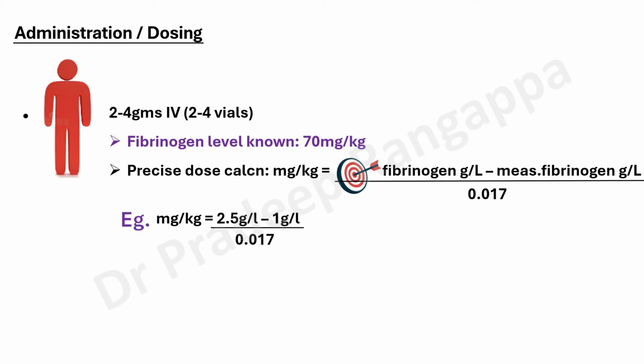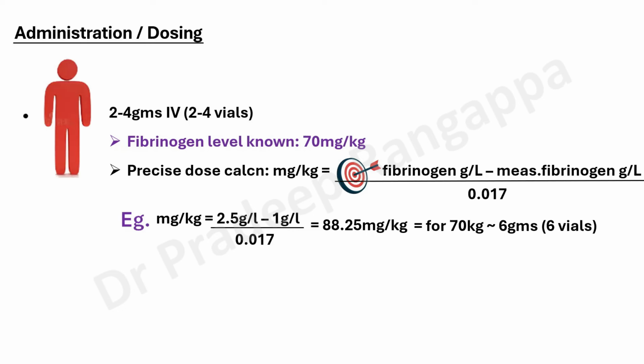So I'm just giving an example. If you want the target fibrinogen at 2.5 grams per liter, minus 1, divided by 0.017, you'll get 88.25 milligram per kg. So that is the amount of fibrinogen concentrate. But for all practical purposes, just remember 70 milligram per kg is the fibrinogen concentrate you can use for any bleeding patient in ICU. But if you want to precisely calculate, you need to remember this formula.